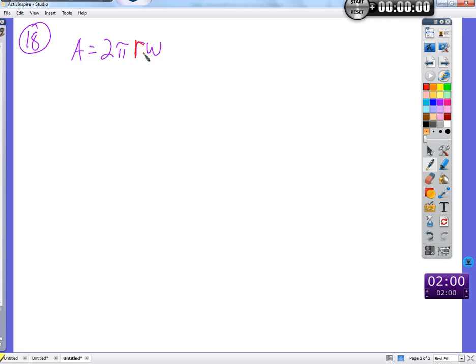It was R times 15 times 3 times 6. We do the same thing. What if it was 2 times, let's say, instead of pi, we'll say 3 times R times, instead of W, we'll say 12? Just making these numbers up. Well, without multiplying 2 times 3 times 12, what would we do to get R by itself?